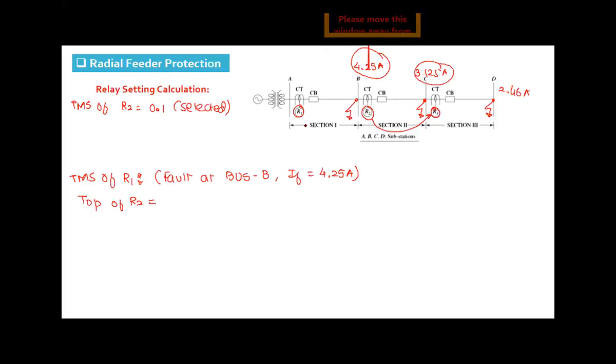So when you calculate TMS of R1, first find TOP of R2. Okay, TOP of R2 we have calculated. Can we use same TOP of R2? Already TOP of R2 we have calculated in our previous step calculation. Can we use the same TOP here?